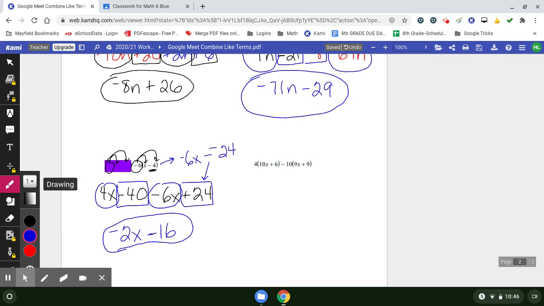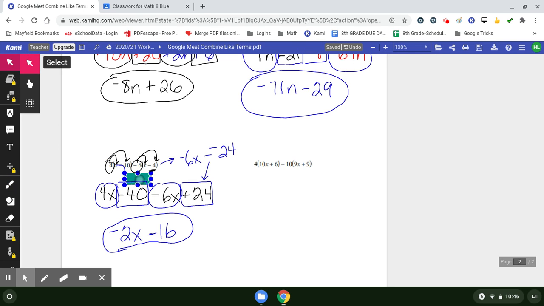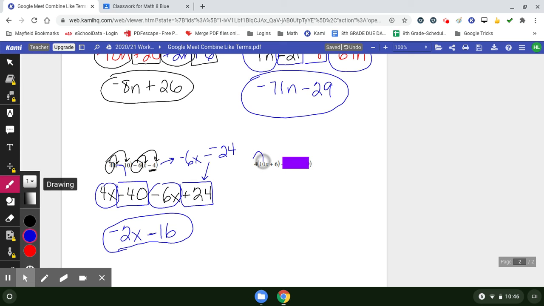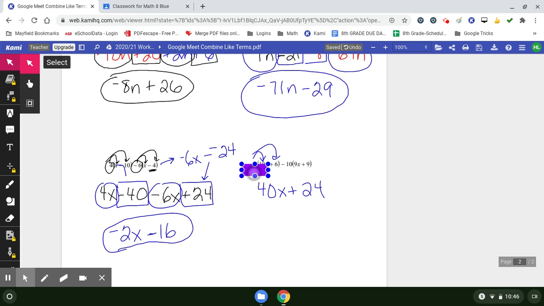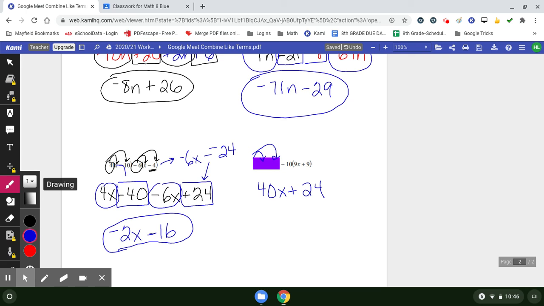Okay, and one more. So same thing. I've got two distributive property problems. Sorry, doesn't want to move. So I've got one there, which is 40x plus 24. Got my second problem. I'm distributing out -10 to both of them. Minus 90x minus 90.